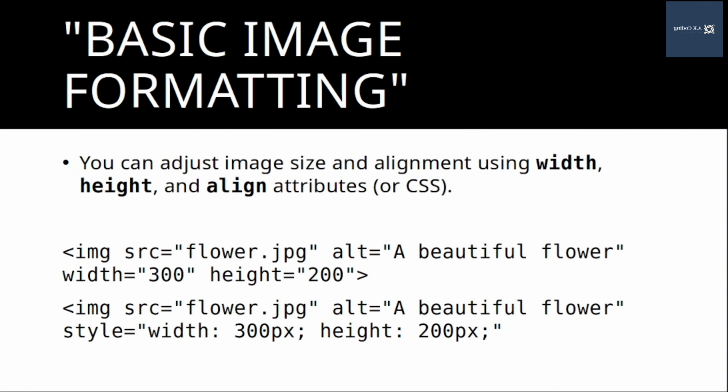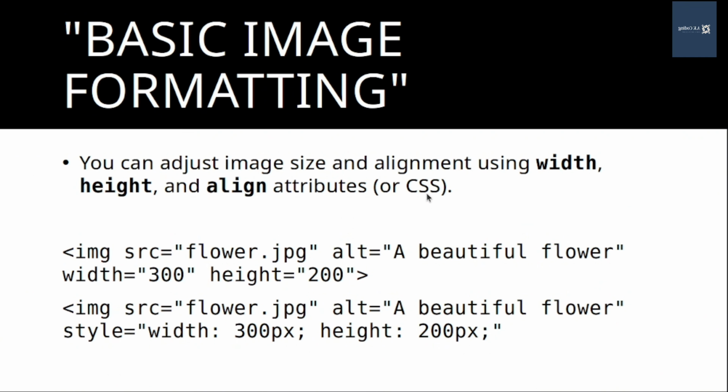Now I will tell you the basic image formatting. I will explain how to format our image. As you can see, there's some code that you don't know, which is width and height, right? So you can adjust image size and alignment using width, height, and align attributes in the image tag. And you can also format with CSS. However, I will explain that in our new playlist, where I will teach you what CSS is.